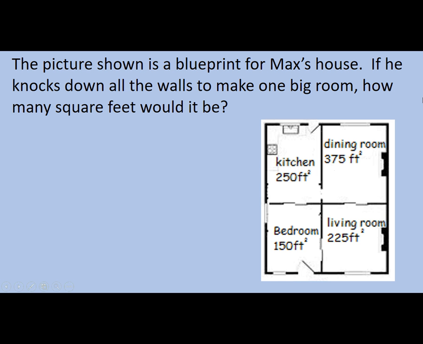So this is a blueprint for Max's house. If he knocks down all the walls to make it into one big room, how many square feet will it be? Well, that's really easy. We just add up the areas of the different rooms, and they become one big room. If we do that correctly, we should get 1,000 square feet.